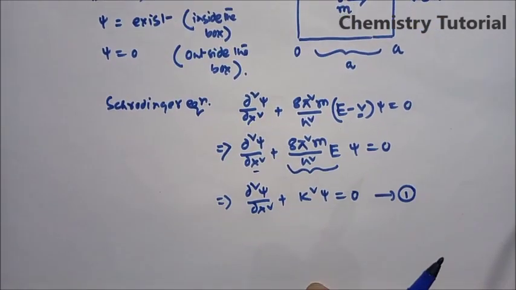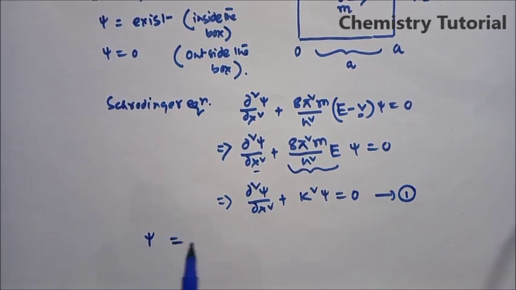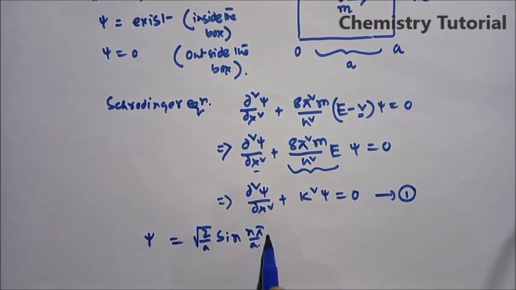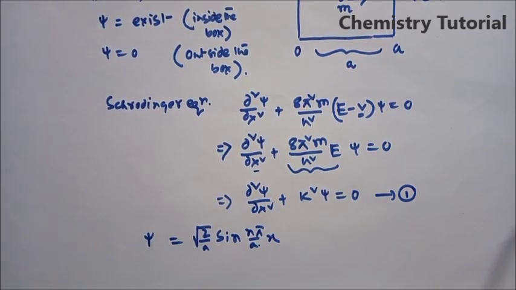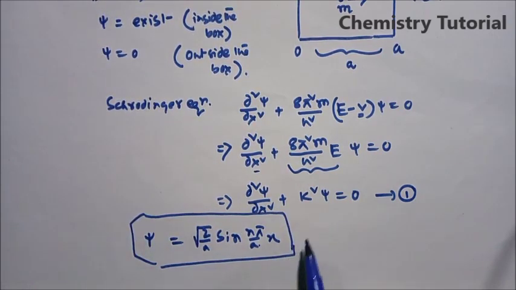We all know that this is a second order differential equation. The solution of this equation will be psi equal to root over 2 by a, sine of n pi by a into x. This is the normalized wave function for the quantum mechanical system, the particle in a one-dimensional box. So you should learn this formula, you should remember this. We number it as 2.